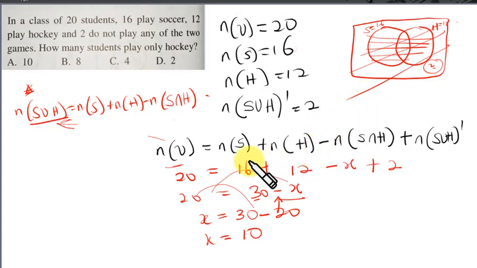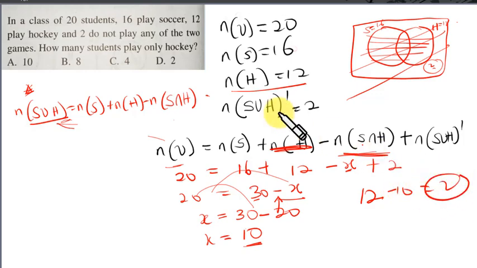I just found the value of X, but X is the intersection. But I'm asked to find the number of students who play only hockey. So this is the tricky part that you have to see. The entire hockey is 12, and the intersection of the hockey and the soccer is 10. So if I want only hockey, then I have to take out the intersection, which is the 10, so that I get 2. So the answer becomes D. So that is an alternative way that you can also use to find the number of students who play only hockey.